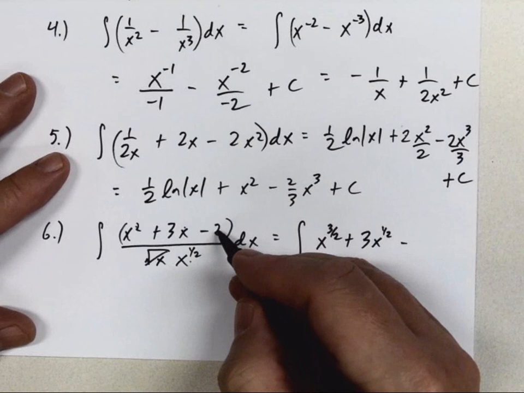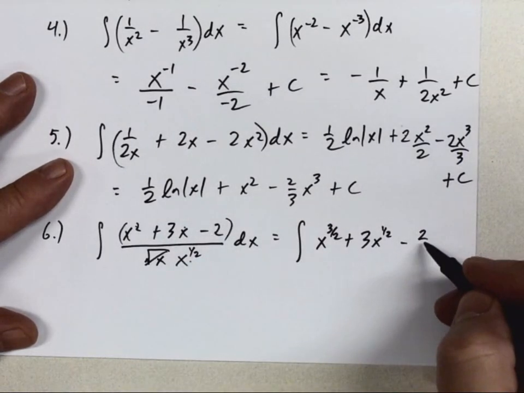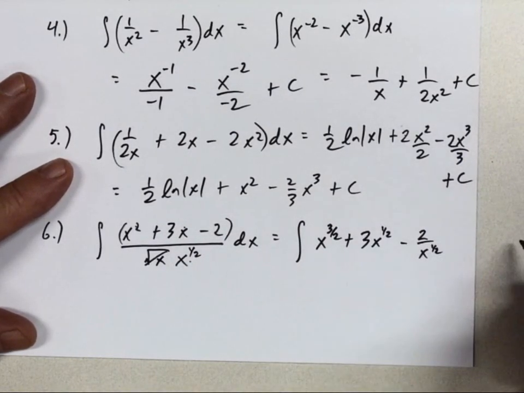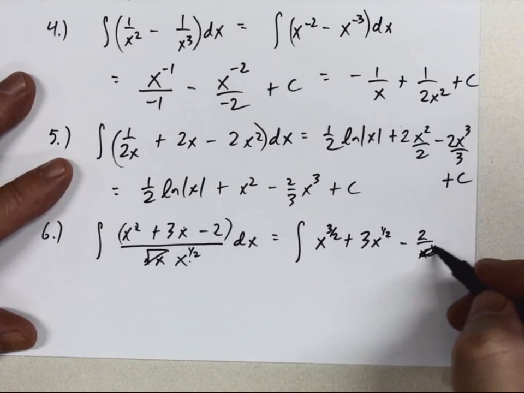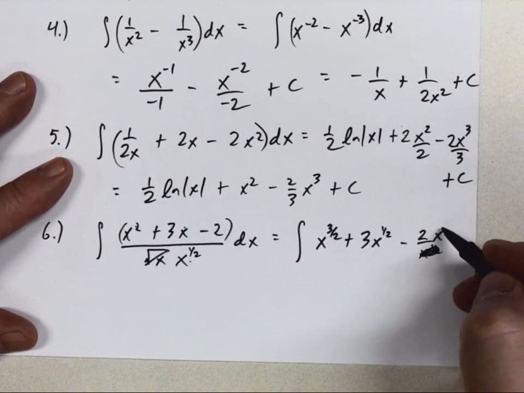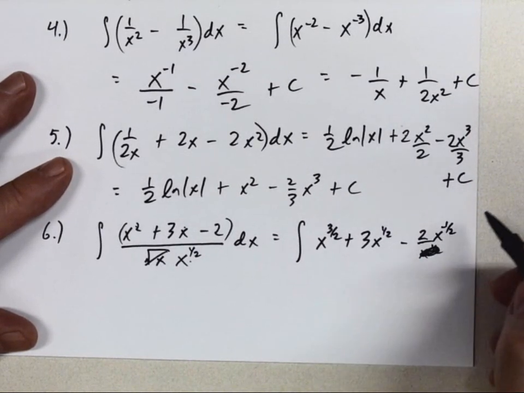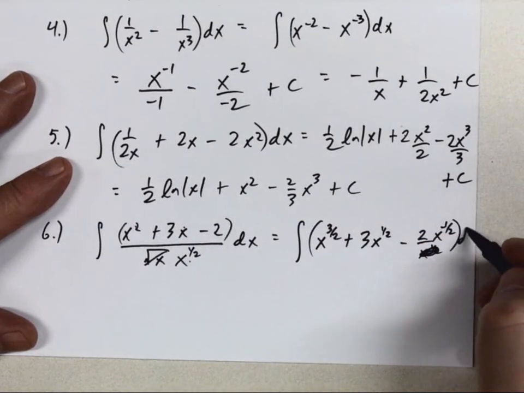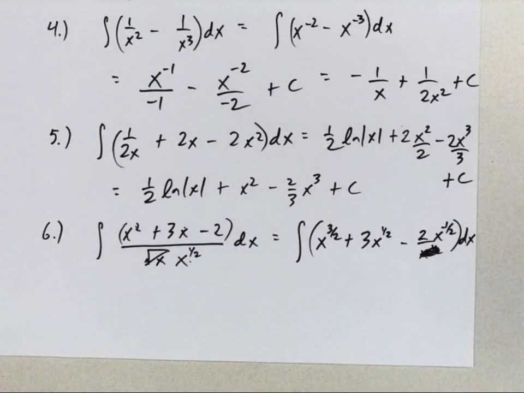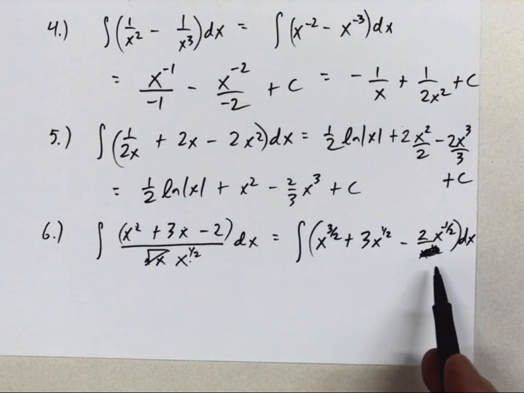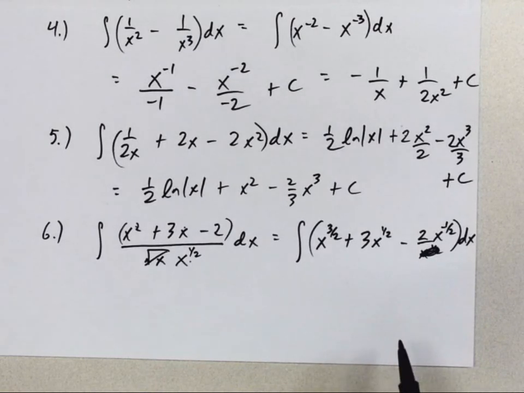And then finally 2 over, although really, just to save time, what you can do in this case is break that up into 3 separate terms, and then we can use the power rule.